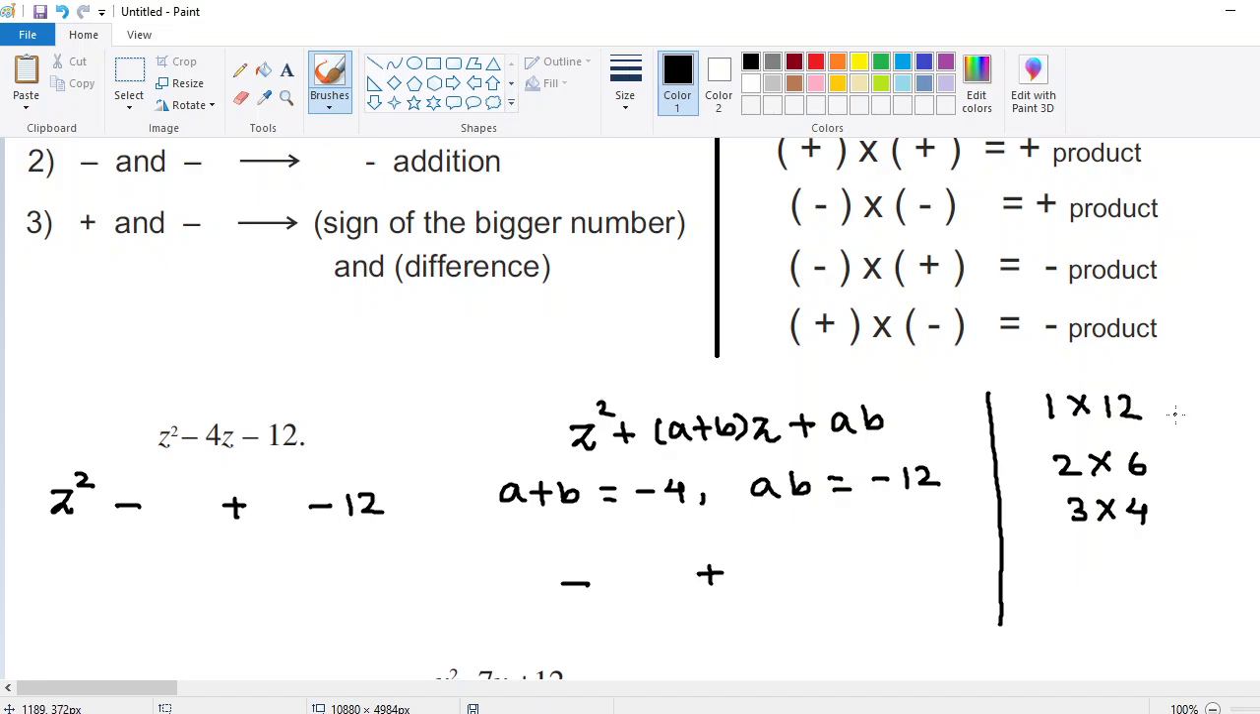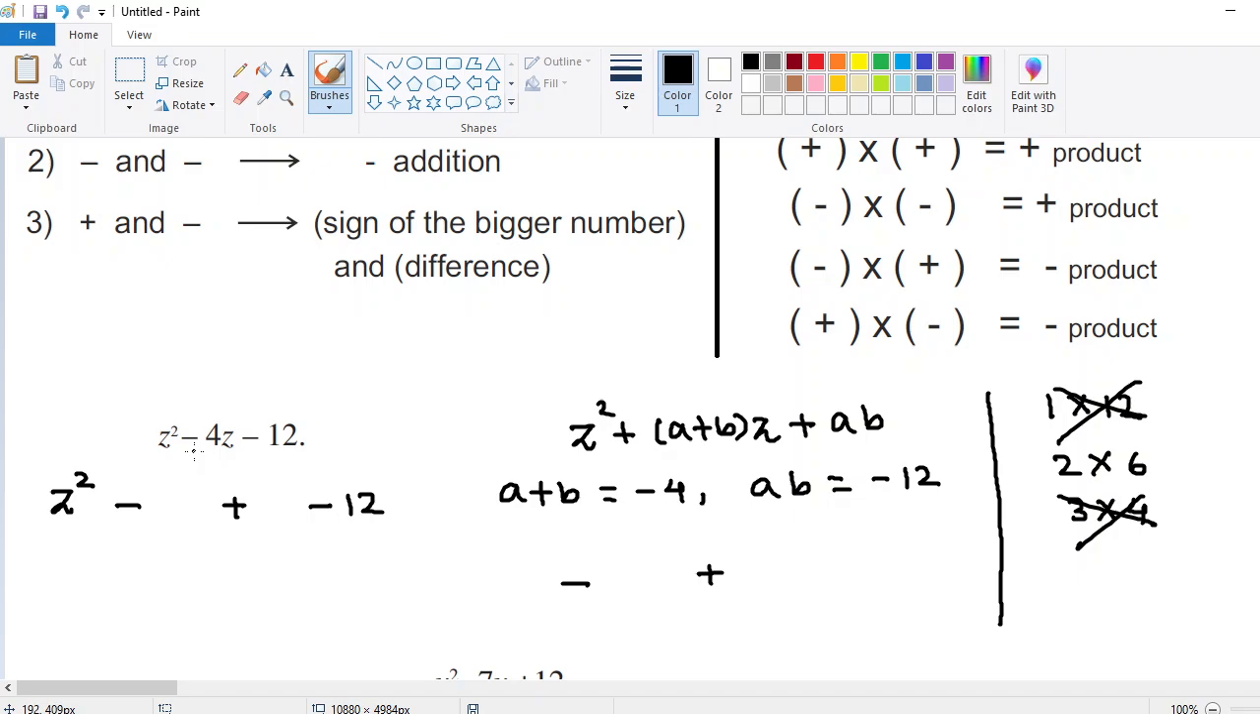Here the difference is 11, so we cannot use this. Here the difference is 1, so we cannot use this. So which is the suitable term for us? Suitable pair, that is 2 and 6. But just as we have concluded, these will have different signs, and now we have to decide which number will get which side. That is decided by this middle term.